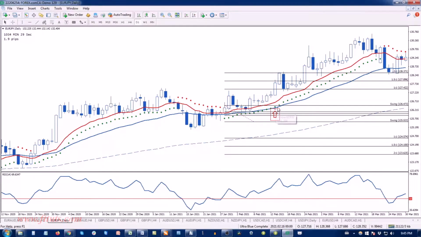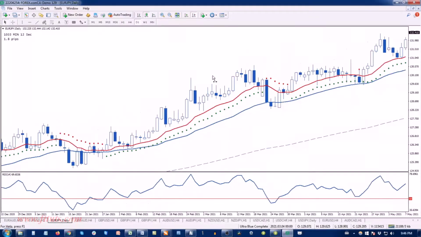So once the dot appears above where I'm at break even, then I will start to resume trailing my stop loss along the dots until the trade is closed. Now the trade will be closed by either hitting my take profit or hitting my stop loss. So the next example will be here.